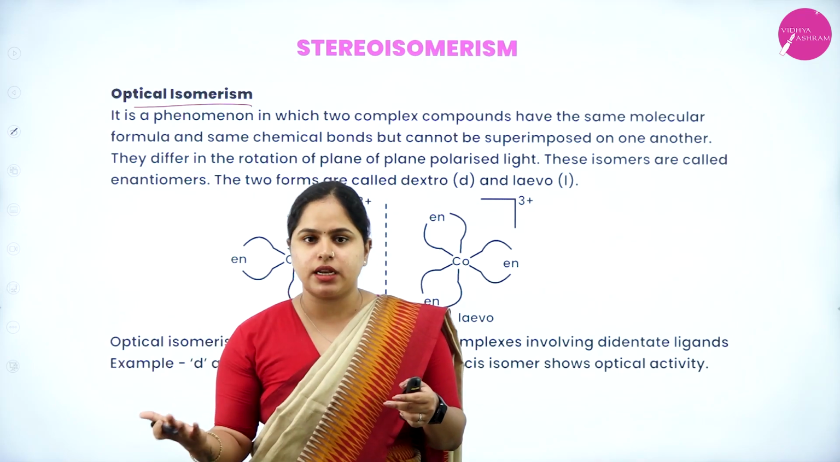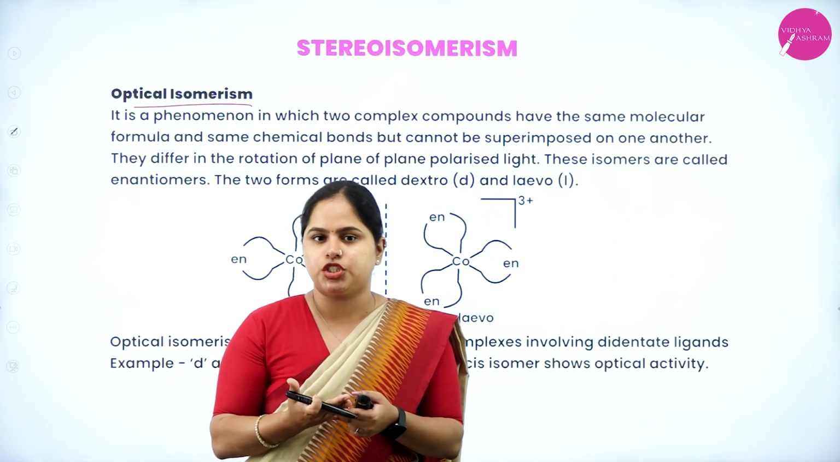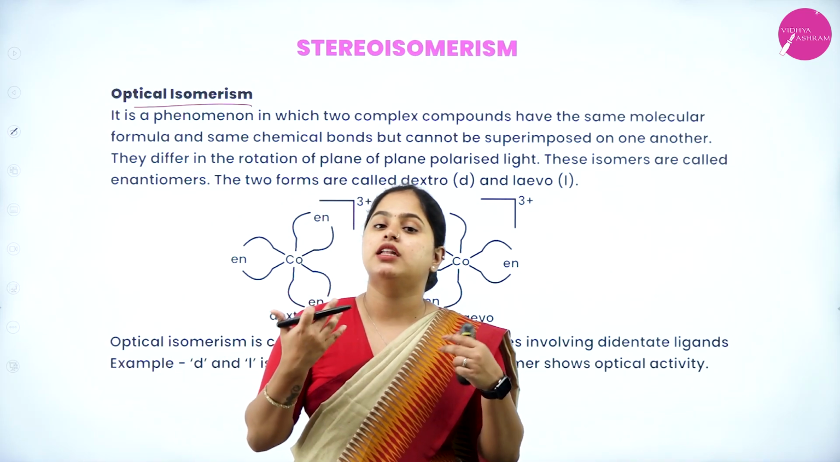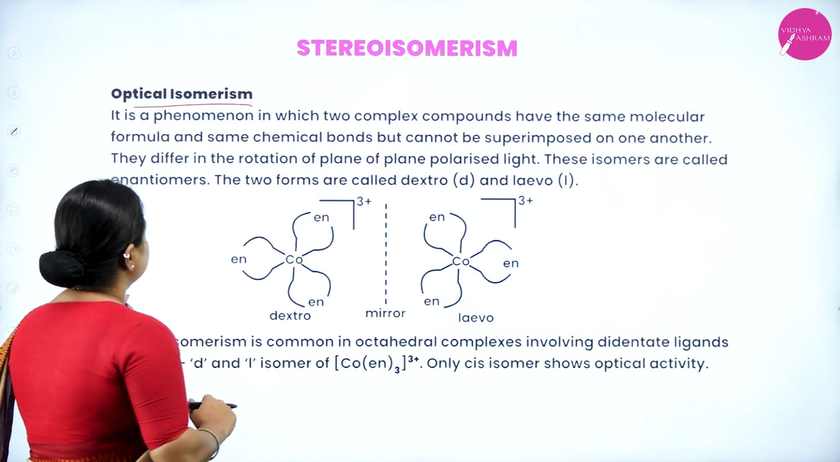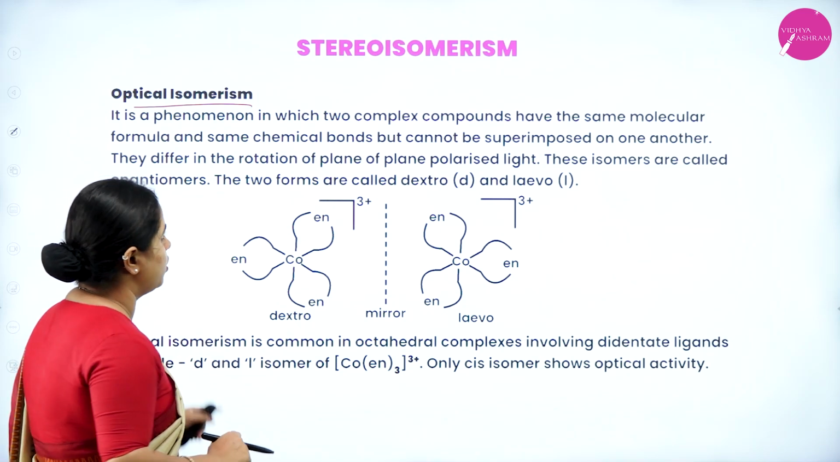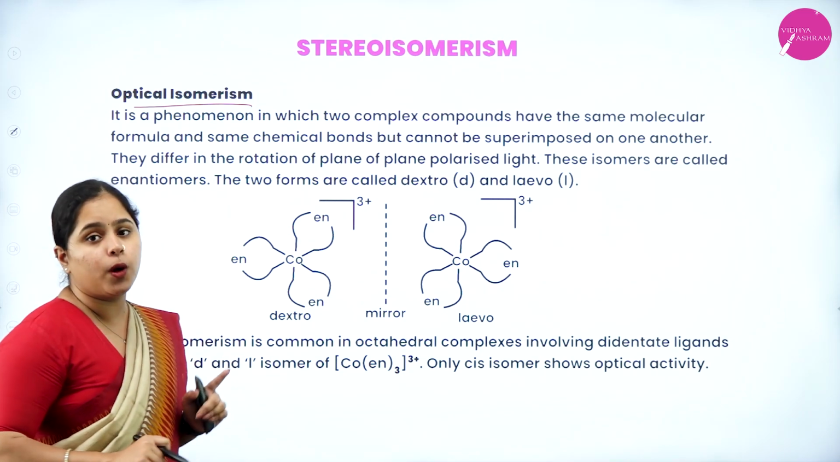So, how can a compound be optically active? The compound's mirror image should not superimpose with each other. Hence, in that case, we can say that the coordination compound or the compound is optically active. So, let's see. It is a phenomenon in which two complex compounds have the same molecular formula and same chemical bonds.